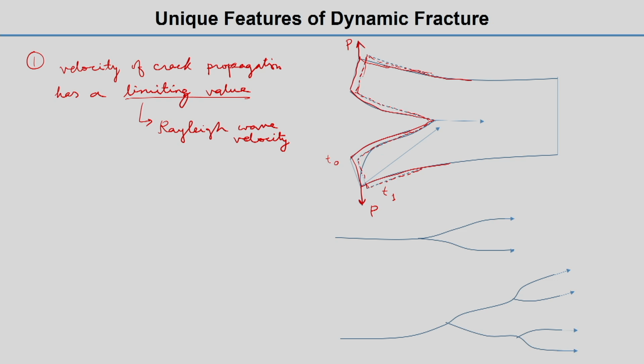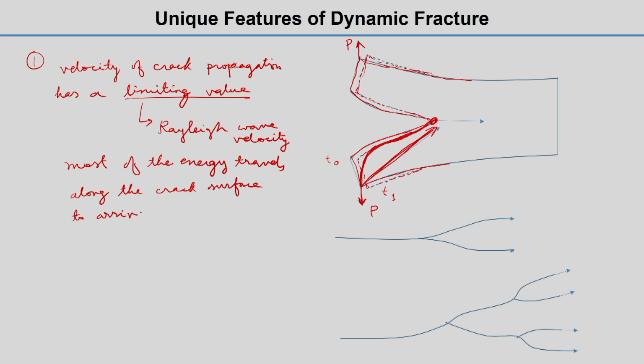Most of the energy that arrives at the crack tip, because energy needs to be transferred to the crack tip, has two ways to go. Directly, it can go this way, and there is another way, through this, and then it can travel along the surface of the crack. This way, along the surface of the crack, is most favorable. So most of the energy travels along the crack surface to arrive at the crack tip, because we know that energy is required at the crack tip to grow.